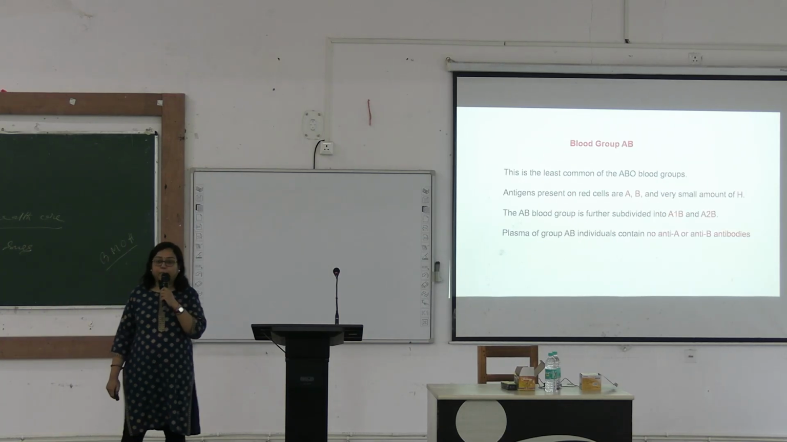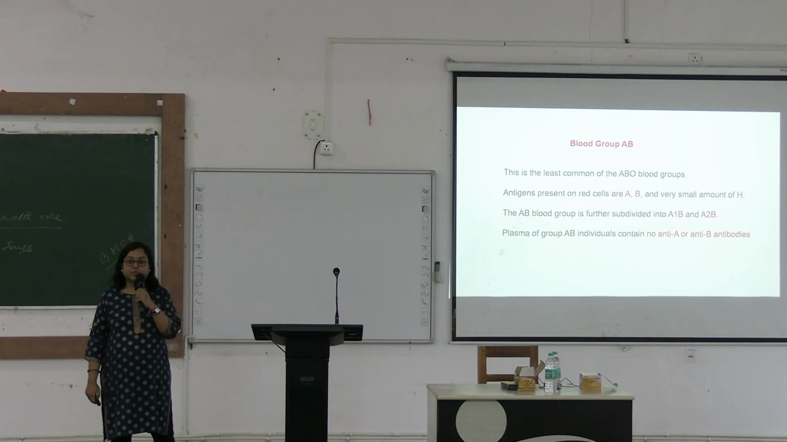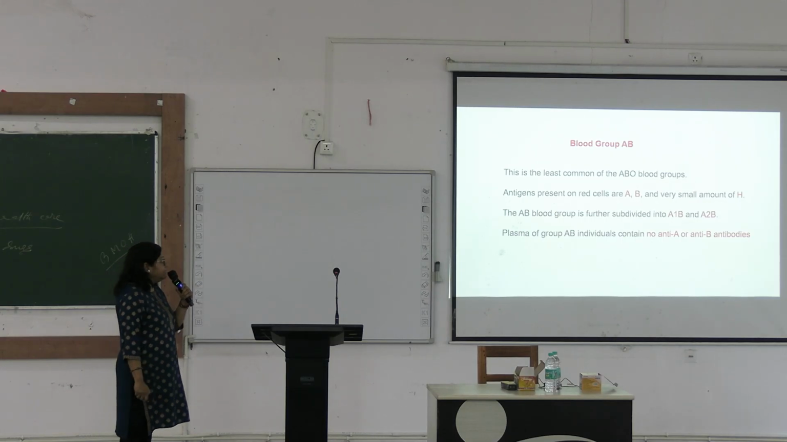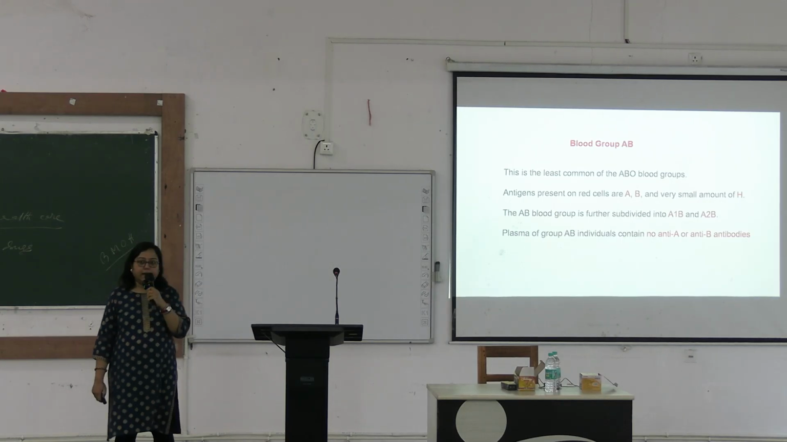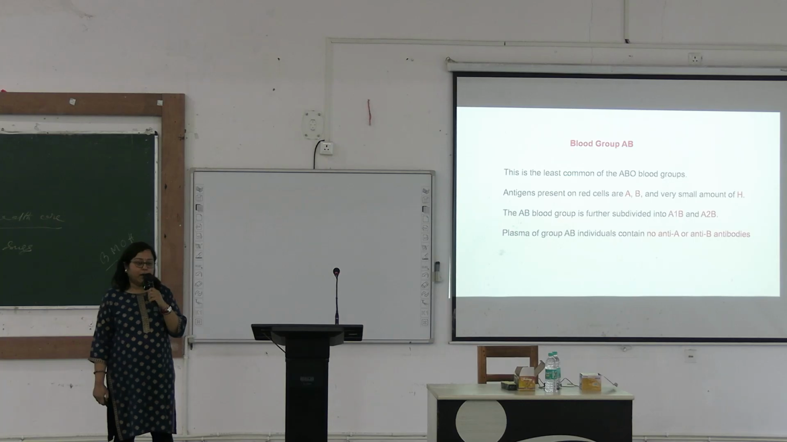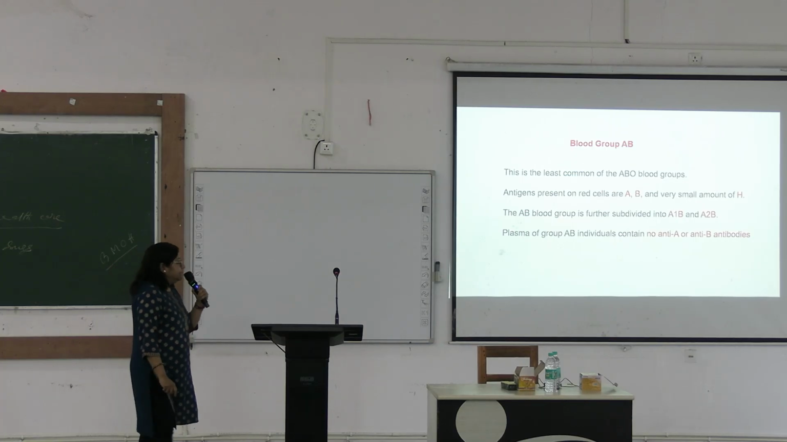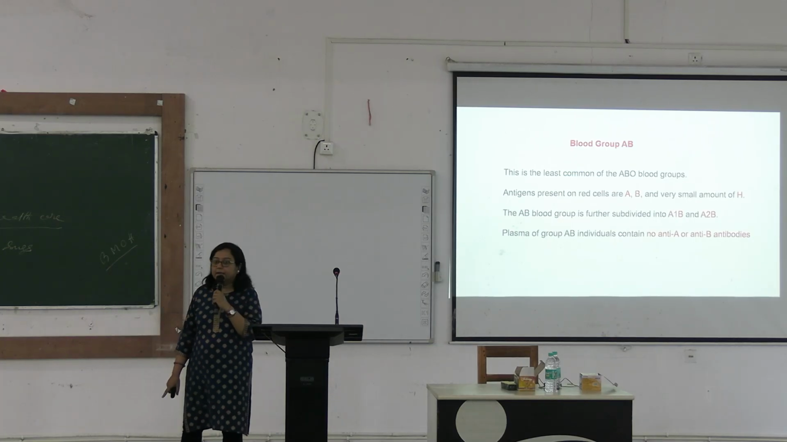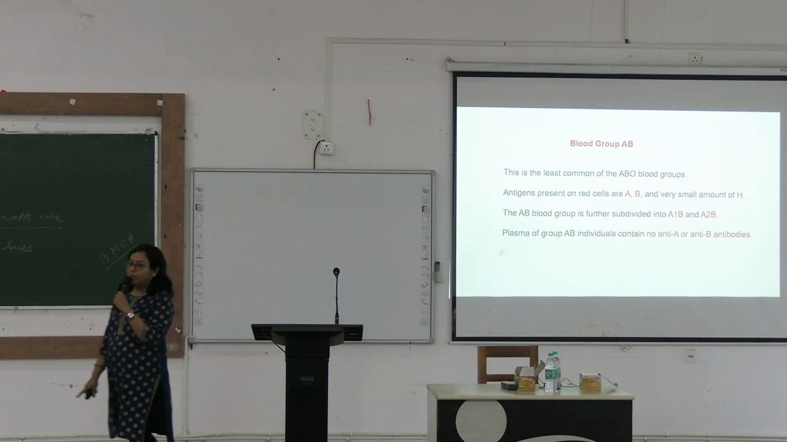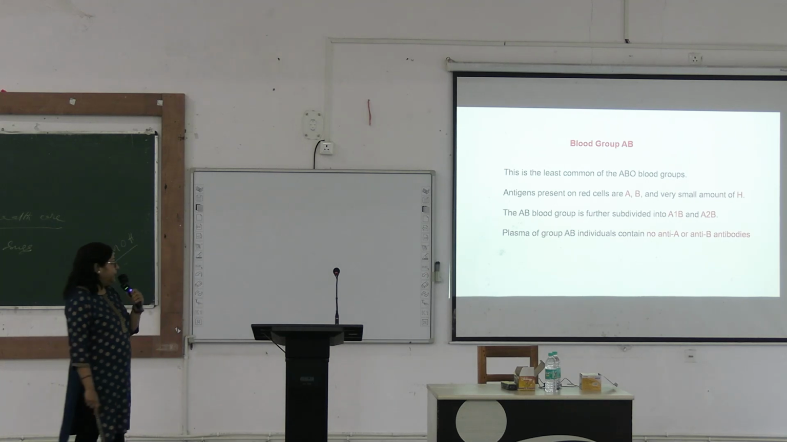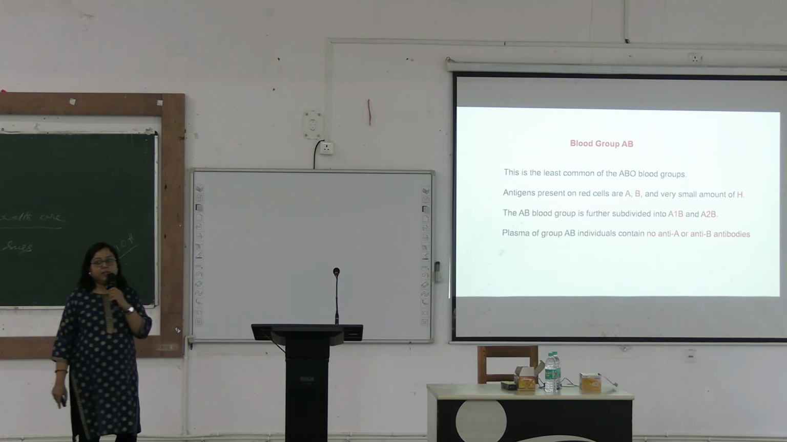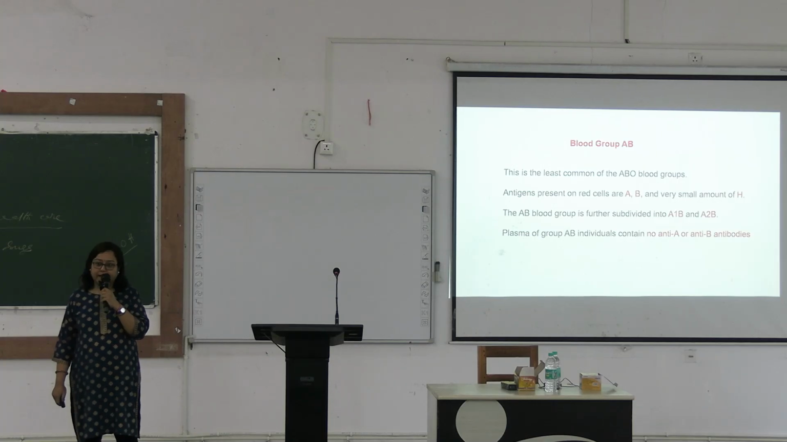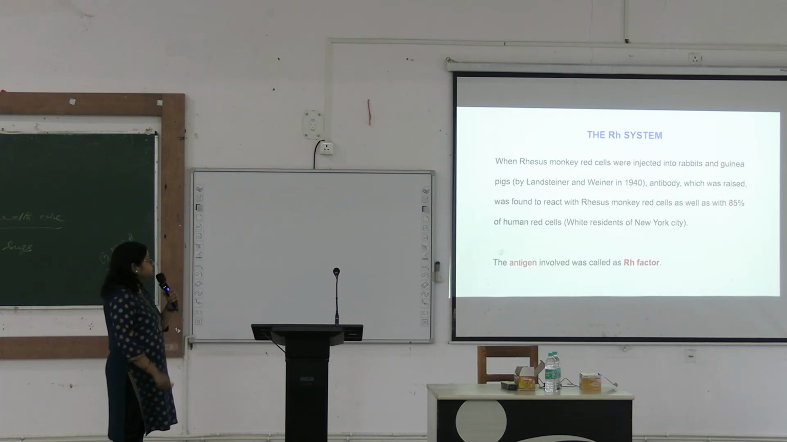Persons who have blood group AB. Now this is the least common blood group, and the antigens present on RBCs are A, B and small amounts of H antigen. This blood group AB is again subdivided into A1B and A2B. The plasma of these individuals do not contain any antibodies.